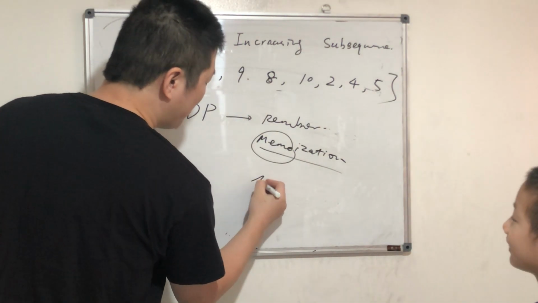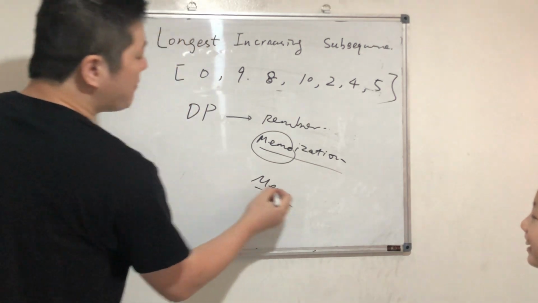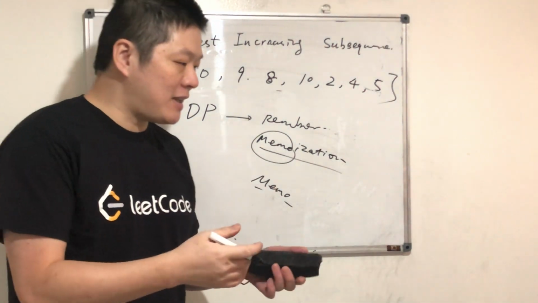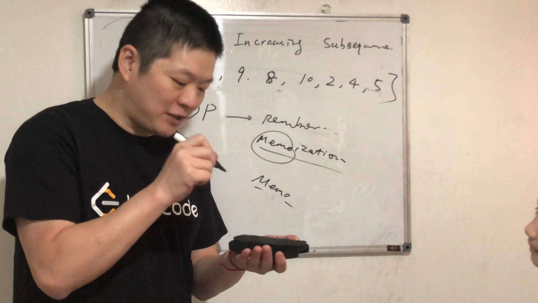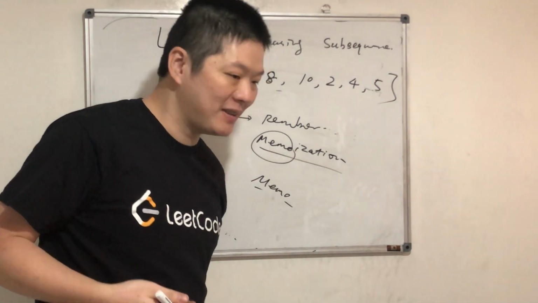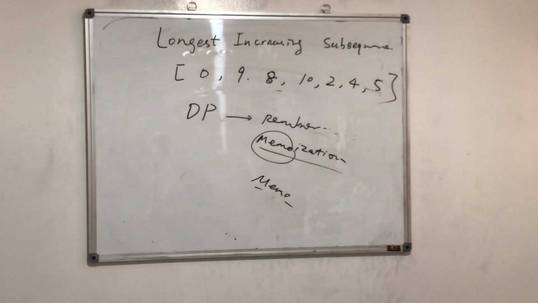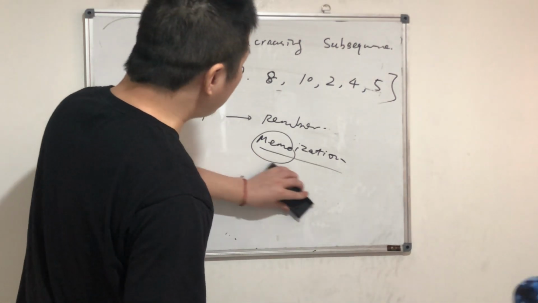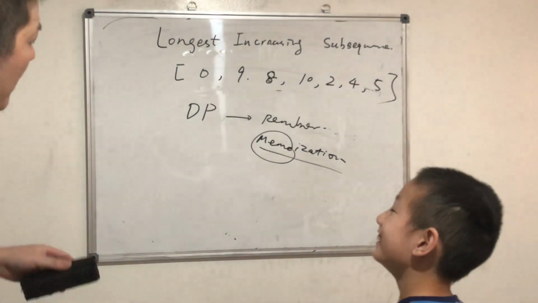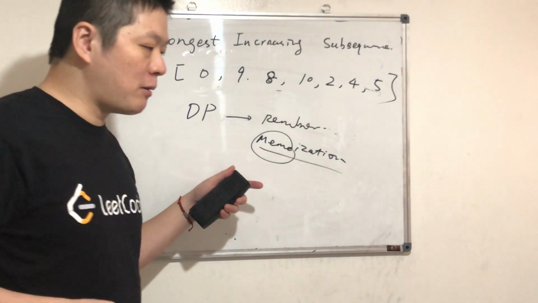Memo. What's memo? Memo is like a notebook. You put the notes in it. Okay, so memoization. Alright. So in dynamic programming, we are remembering.